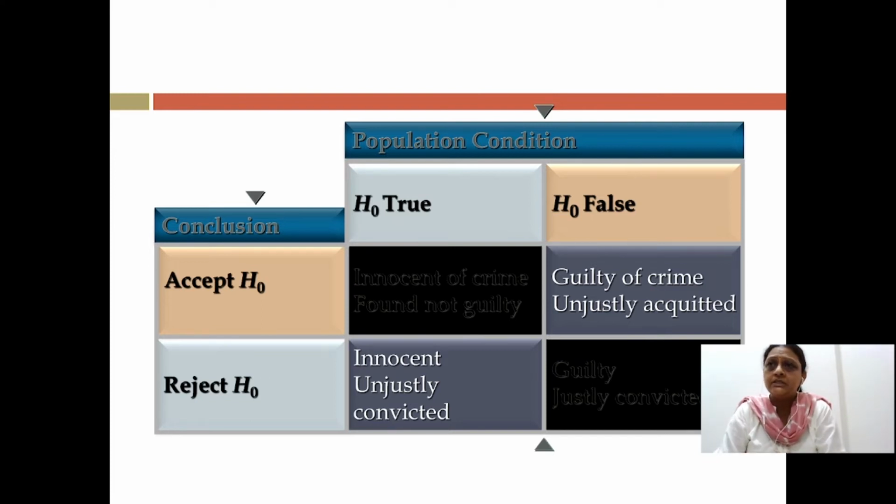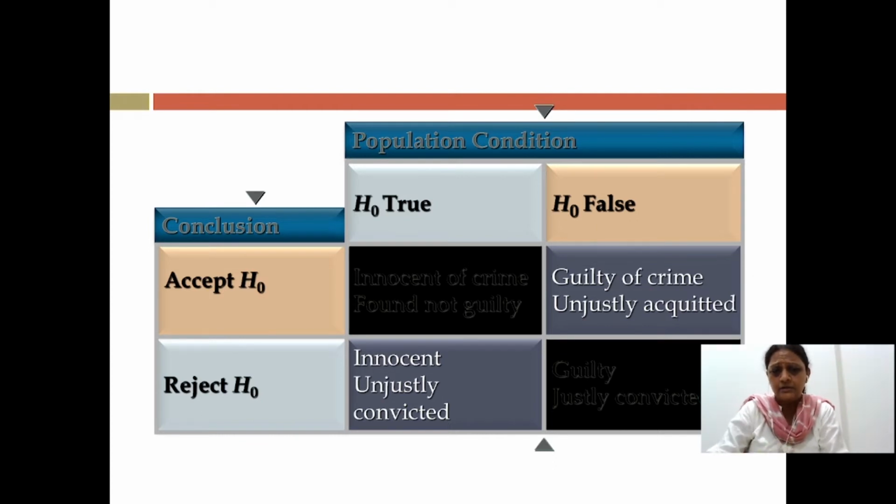And if the person did the murder and in court the lawyer has proved that the person has done something wrong and is involved in this murder, then the person may get some kind of punishment. So if he is guilty, he is justly convicted. That is also a right decision. So we have two right decisions: innocent of crime, found not guilty, and guilty, justly convicted. They are the correct decisions, so we don't need to worry about that particular quadrant.